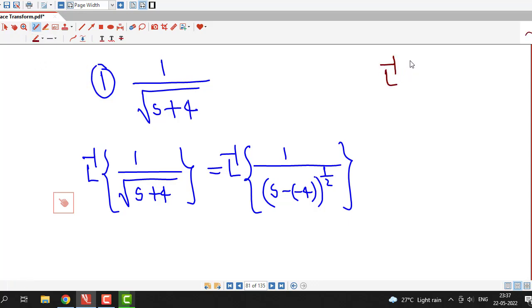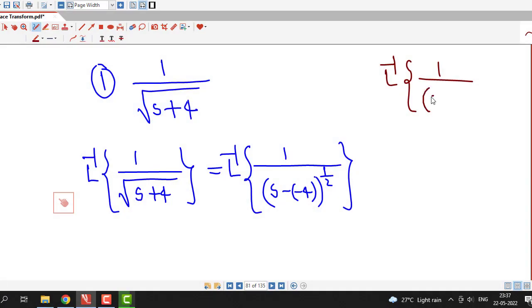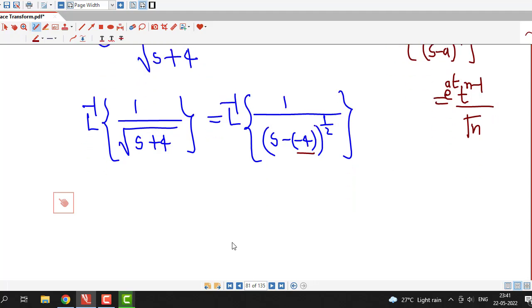Our formula is inverse Laplace transform of 1 divided by s minus a raised to n equals t raised to n minus 1 over gamma n times e raised to at. So if we compare with s minus a, we can see that the value of a is minus 4 and the value of n is 1/2. So we use this formula and we can easily write down the inverse Laplace transform for this.